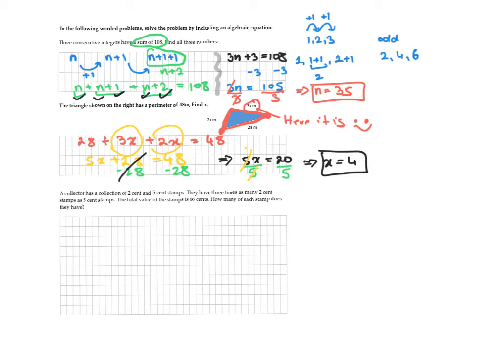The next question is about a collector that has a collection of 2 cent and 5 cent stamps. They have 3 times as many 2 cent stamps as 5 cent stamps. The total value of the stamps is 66 cents. And now, how many of each stamp do they have?